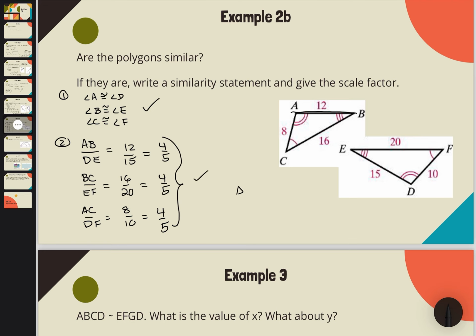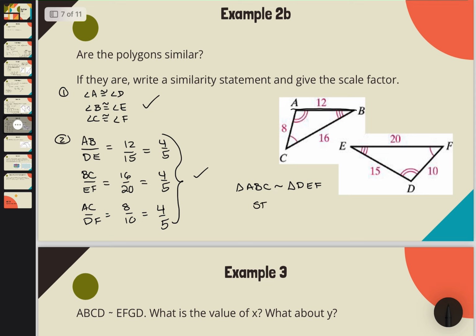Then yes, I may write a similarity statement. Triangle ABC is similar to triangle DEF, and I can use that little symbol. Before I just had to list letters, but now we're dealing with triangles, so use that triangle symbol. And the scale factor for this would be 4 to 5, or 4 over 5.